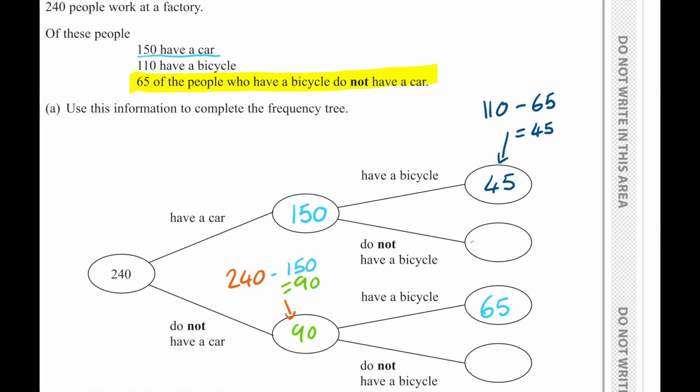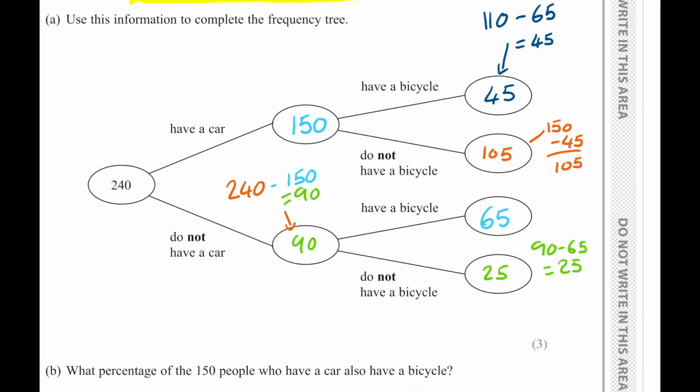Now we can find the rest of the values. So we can find this value because we know that the 150 must be 45 plus something. So in order to find that one there, we just do 150 minus 45, which then gives you 105. And then for that last one, 65 plus something is going to give you 90. So 90 minus 65, so that would be 25 there.